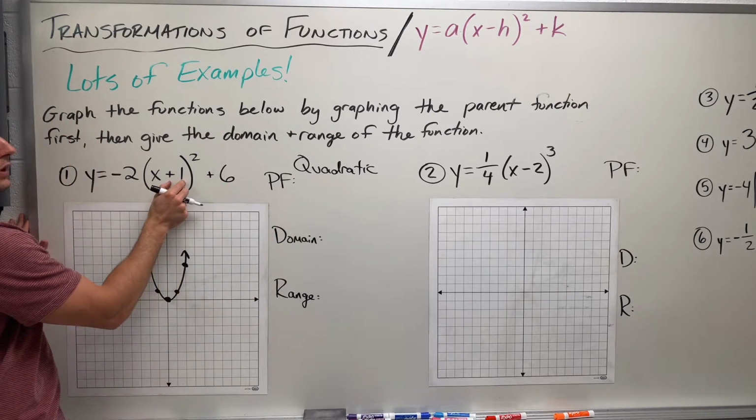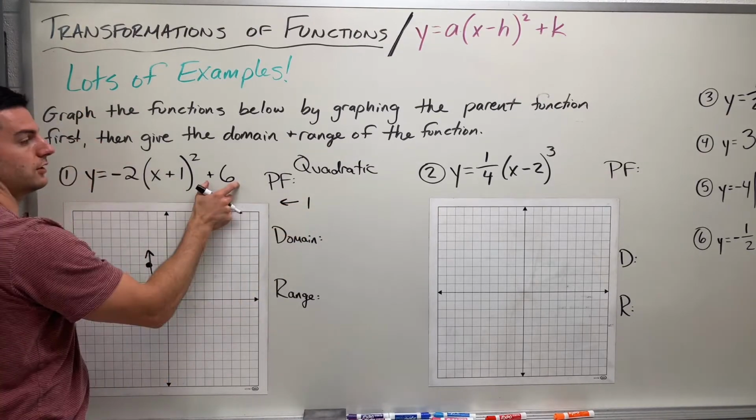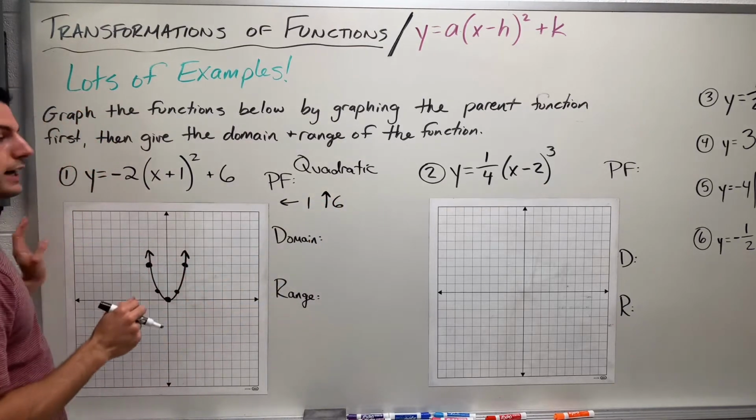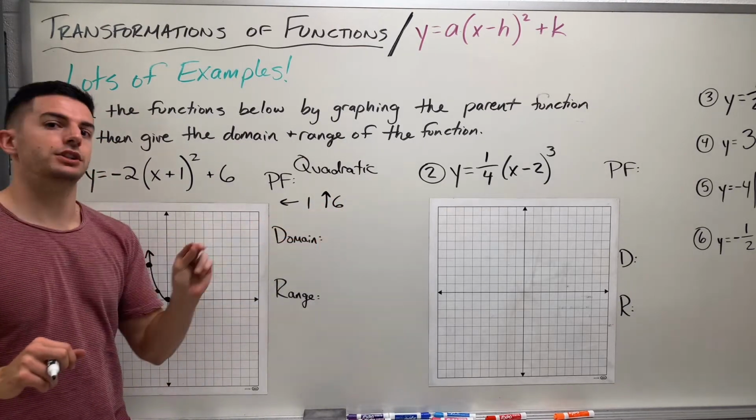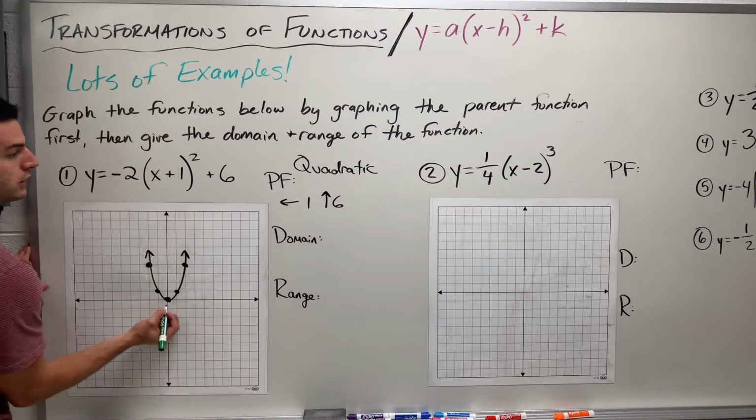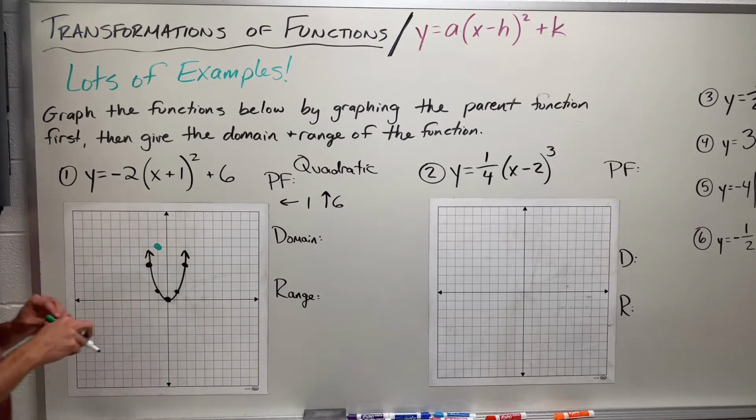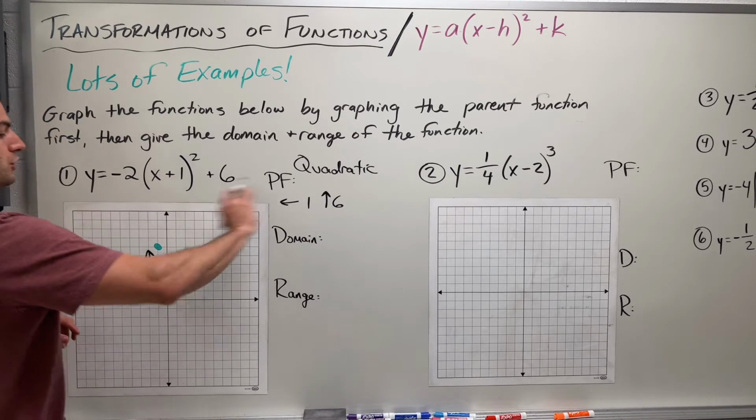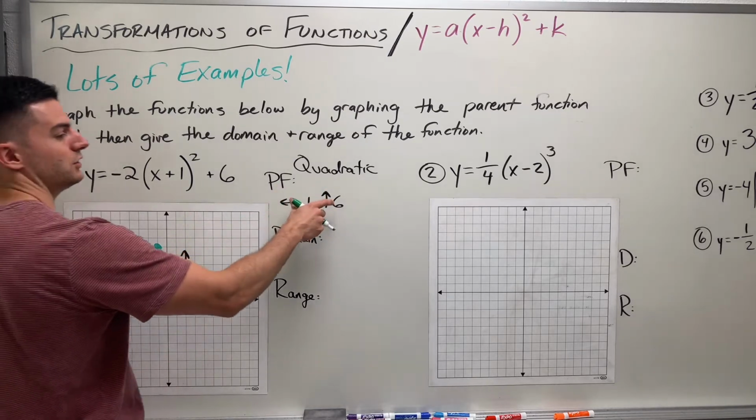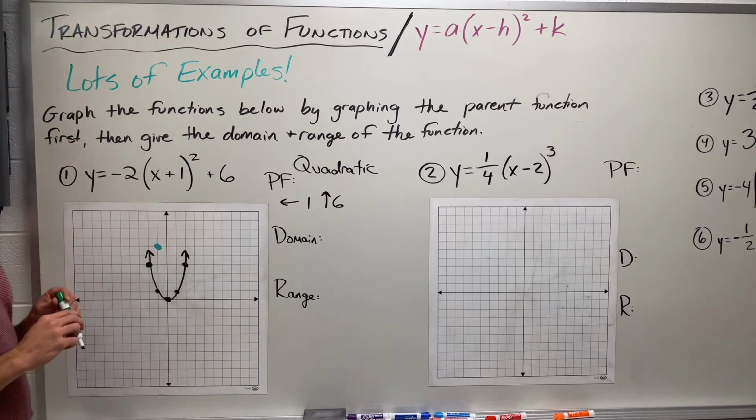So this plus 1 in the middle with x is telling me left 1, and then a vertical shift of positive 6, so that's up 6. So those right there influence where my new origin point is. Let me shift that here first. So left 1, up 6. That's where my new origin point is. Once I shift that, I'm basically done with those. These shifts don't really have an influence on the shape of the parabola after that.